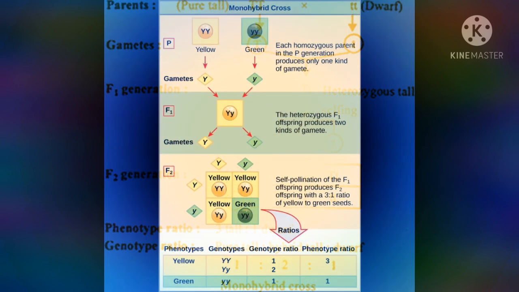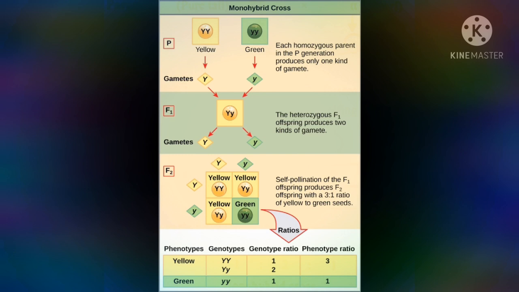See here another example of a monohybrid cross, with a single trait, that is the color of seed, yellow and green. Yellow is dominant here. The phenotypes are yellow and green, and the genotypes are capital YY and small yy. Further, the gametes will be formed. As we know, pure parents produce only one type of gamete, so here one type of gamete: capital Y in case of yellow, and small y in case of green.